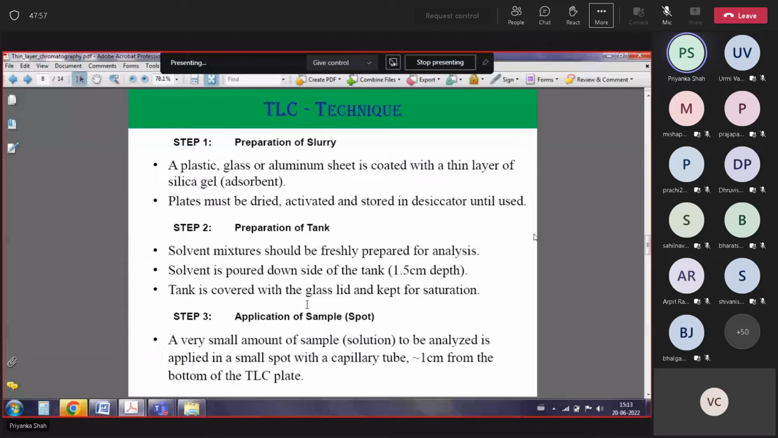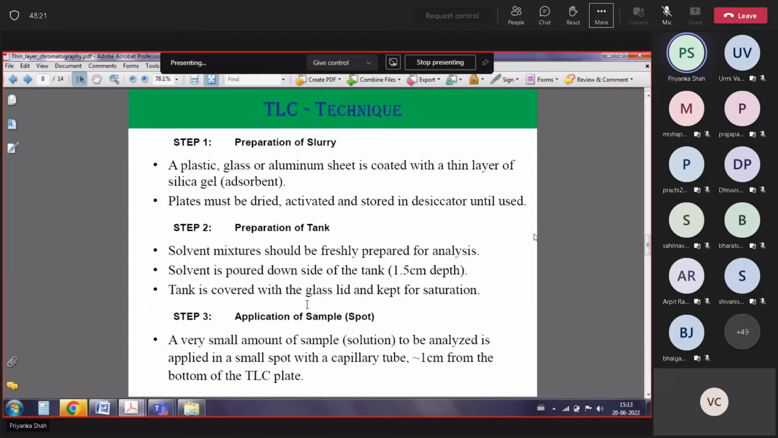If we develop a TLC technique, step number one is the preparation of slurry, that is your stationary phase. So how will you make this slurry? A plastic, glass or aluminum sheet is coated with a thin layer of silica gel, that is your adsorbent. And these plates must be dried, activated, and stored in a desiccator until used.